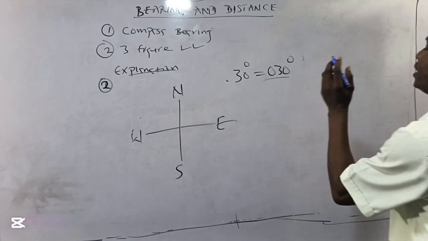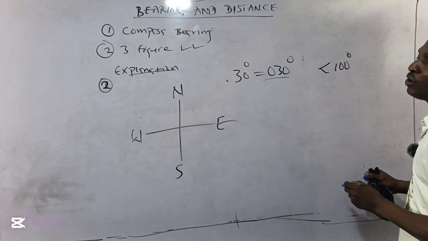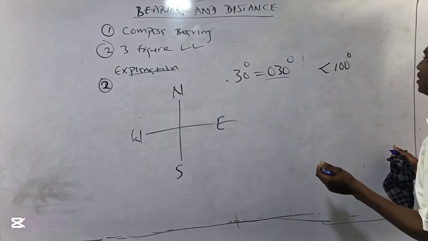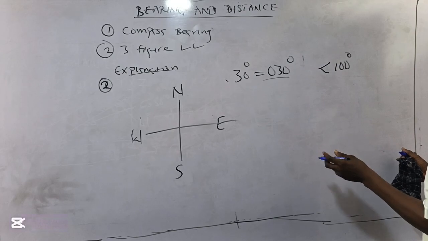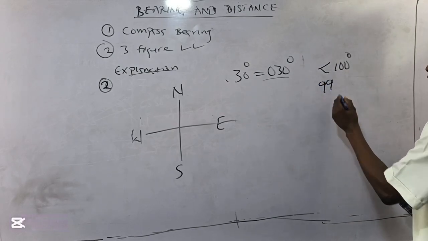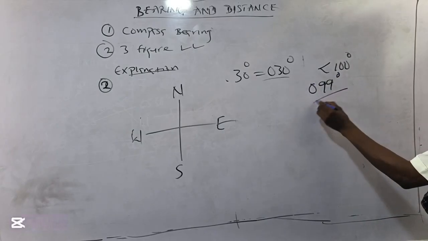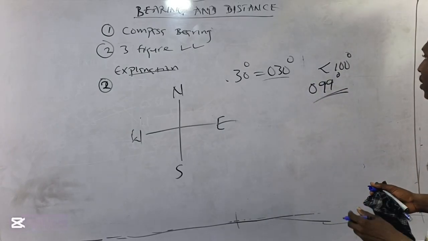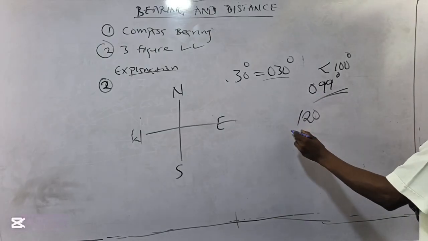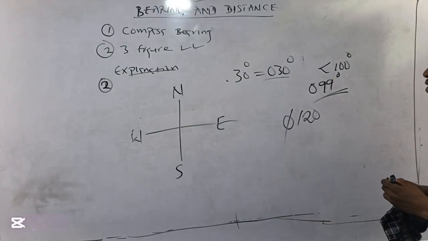Take note. In the same way, any angle that is less than 100 degrees, you simply put 0 at the front. The highest you have of such an angle less than 100 degrees is 99 degrees, which is the highest integer. So you simply put 0, it becomes 099 degrees. Take note, it must be three figures. But if I have 120 degrees, I don't need to add any 0 at the front. Why? It's already three digits. Take note.